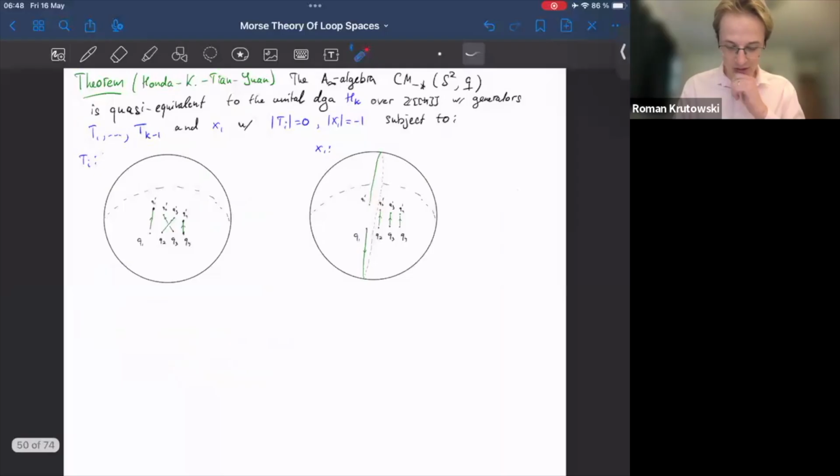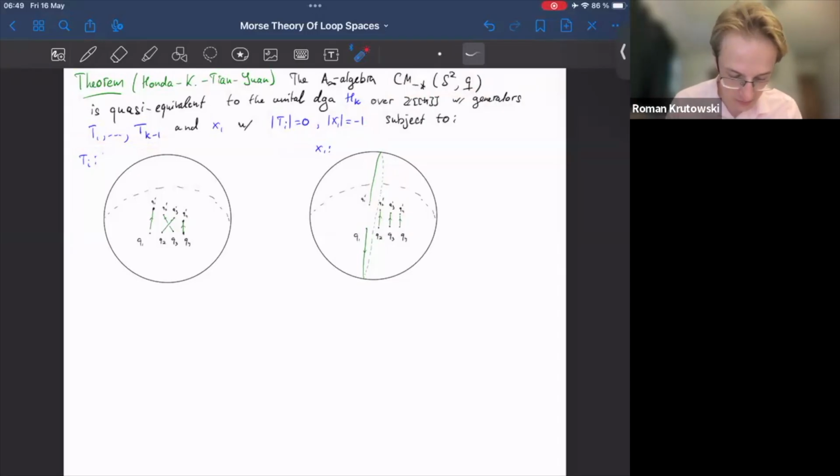So in the current work, we showed that this infinity algebra for S2, for some fixed tuple of kappa points on S2, is quasi-equivalent to the following DGA, dj h kappa. So first, it has kappa minus 1 generators in degree 0 and 1 generator in degree -1. I remind you that we use negative grading.